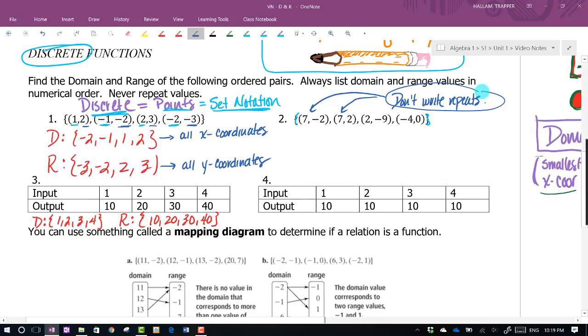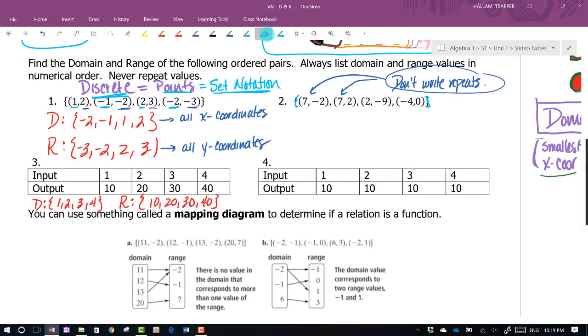So on the next example, we're going to do the same thing, except we're not going to write the repeat. So for this one, the domain, and here's my fancy brackets, is going to be the combination of a 7, a 7, a 2, and a -4. So I'm going to start with the -4 because it's the lowest value. Then I'm going to go to the 2, and then I'm going to go to the 7, but I'm just going to write it once. There's my domain, all the x coordinates where I can find these points.